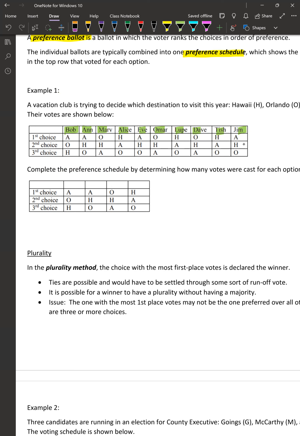But let's just take Bob. We know Bob did AOH. So there's AOH right here. And we had already looked at that, and nobody else had chosen that particular preference schedule, right?